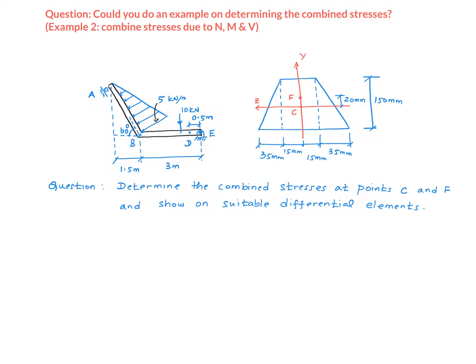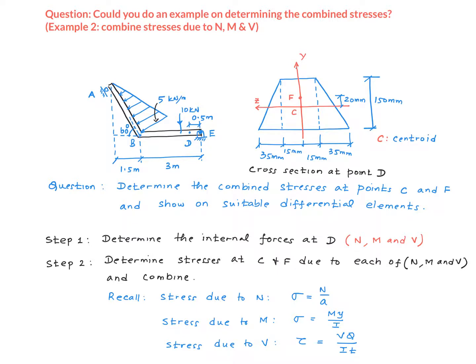The beam has a constant trapezoidal shaped cross-section throughout. And the question is to determine the combined stresses at points C and F and show them on a suitable differential element. The cross-section is taken at point D.